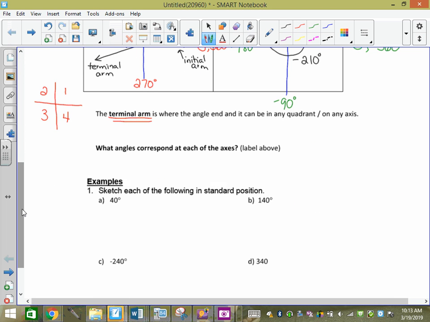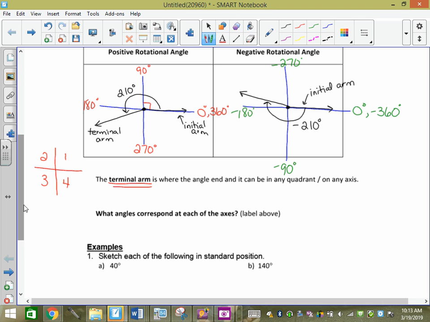So what angle corresponds to each of the axes? We labeled them above. Okay, so what I would always suggest you do is when you draw the Cartesian plane, please label the axes as to what degrees they are. It makes your life a heck of a lot easier. I know it takes a bit more energy, but you'll make way fewer mistakes.